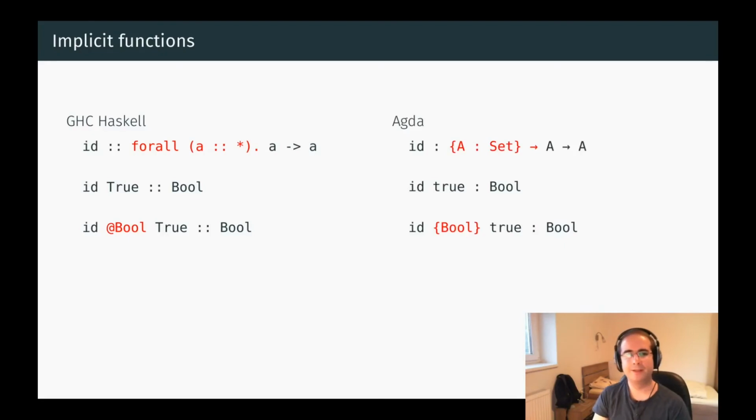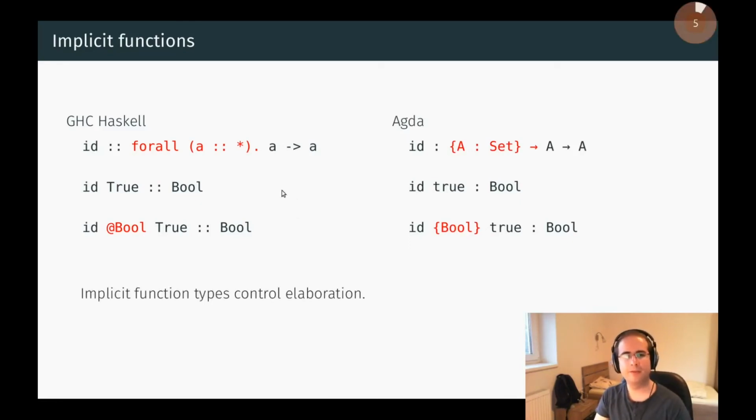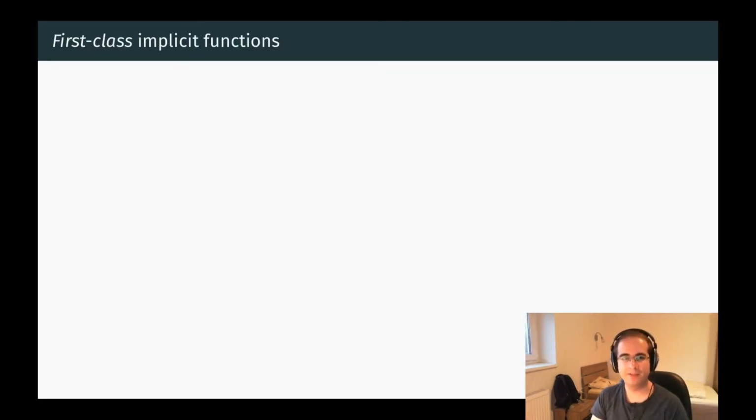In Agda, we likewise have implicit function types, but here we are free to make any function implicit or explicit, and type abstraction is just a special case of general dependent functions. Both in GHC and Agda, implicit function types control elaboration by signaling where inferred applications should be inserted. After elaboration, implicit functions are not that important anymore, because everything is fully explicit in the core syntax.